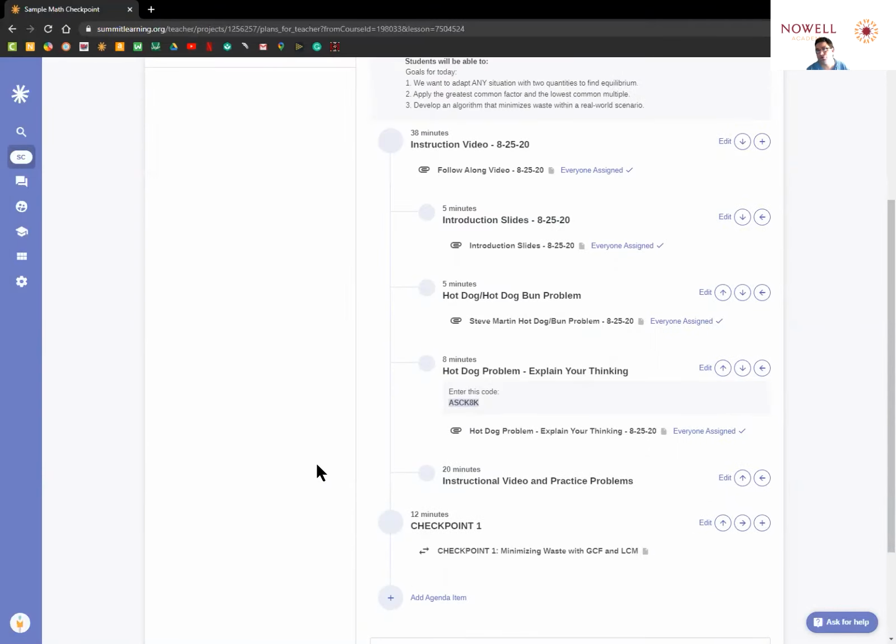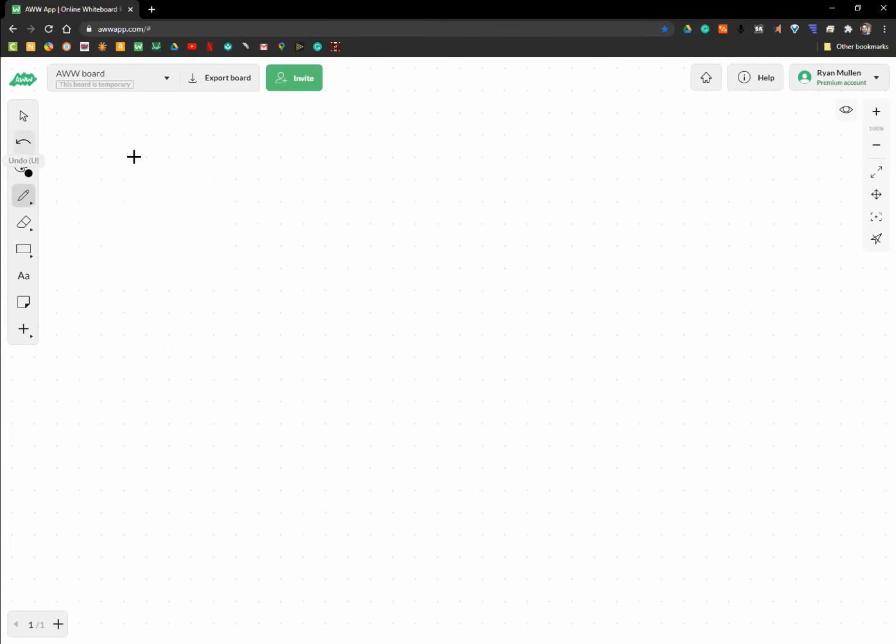During this next part of instruction is a video tutorial in which I am going to go over the hot dog bun problem. And then we are going to look at an algorithm that might be able to help us solve not only the hot dog bun problem, but also any problem like it. So if the numbers are more complex or if they're in a different scenario, we should be able to apply it.